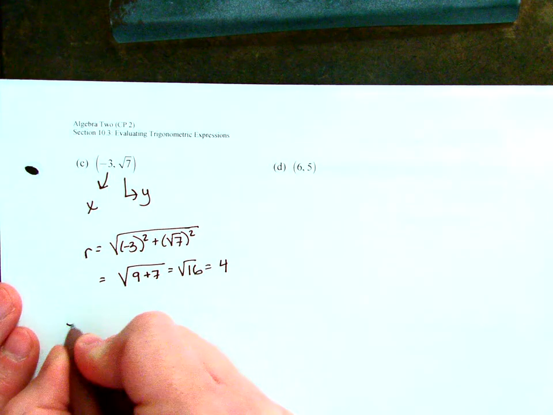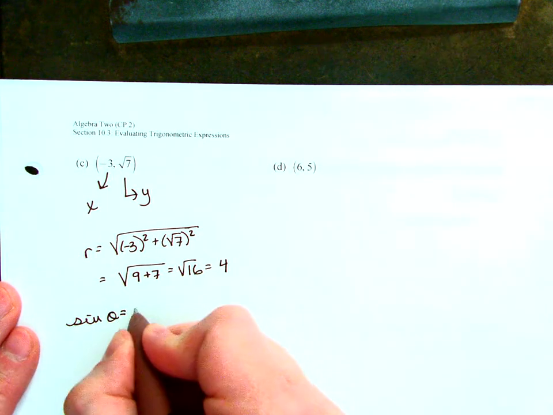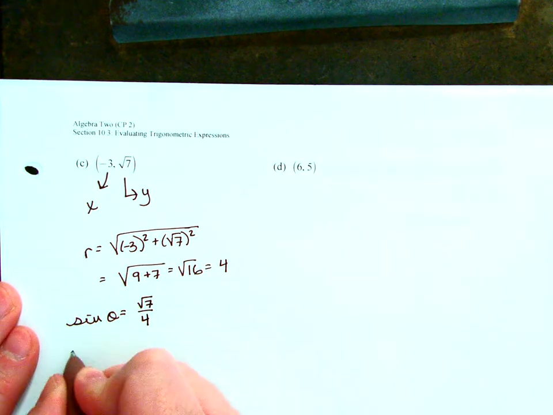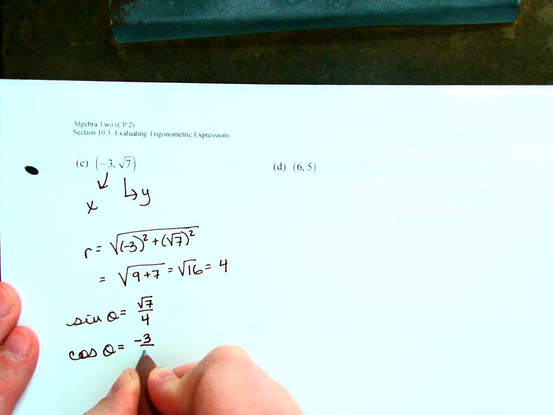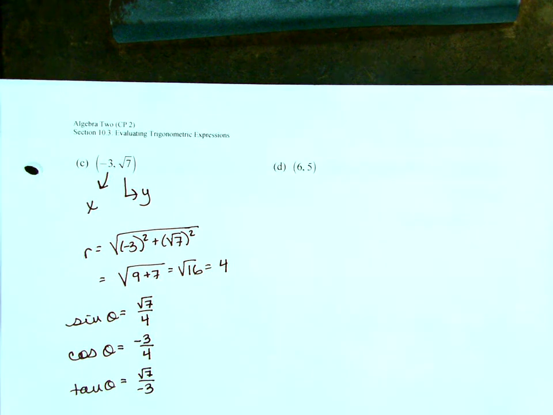Okay, so the sine of theta is my y over my r, root 7 over 4. Cosine of theta is my x over my r, negative 3 over 4. The tangent of theta is my y over my x, root 7 over negative 3. You go do letter D. Pause the video, take a moment, see what you can do with letter D.